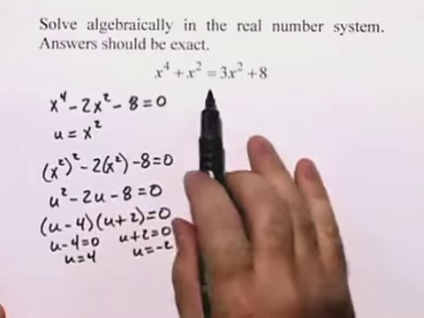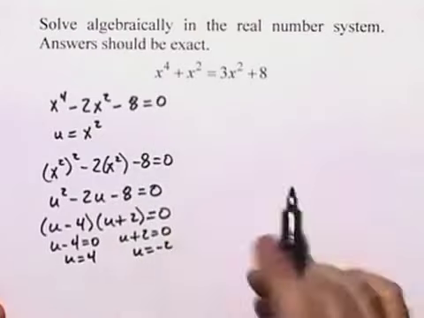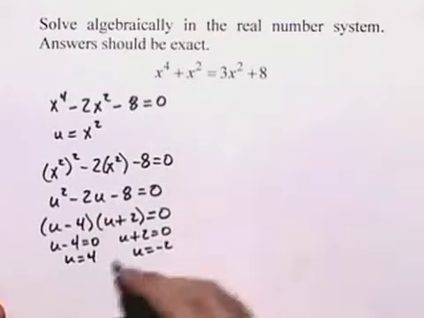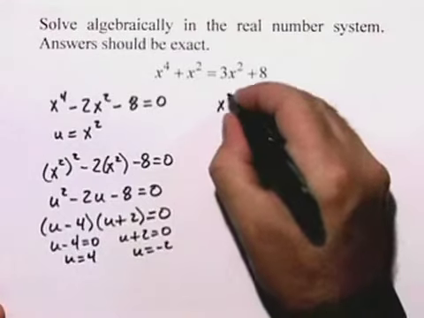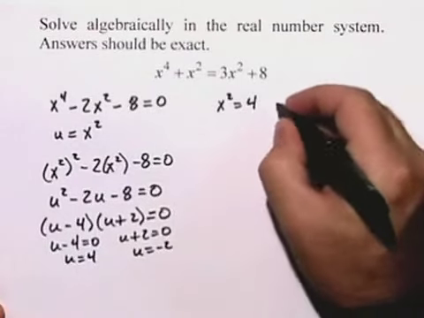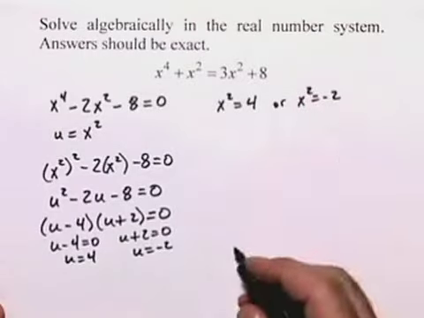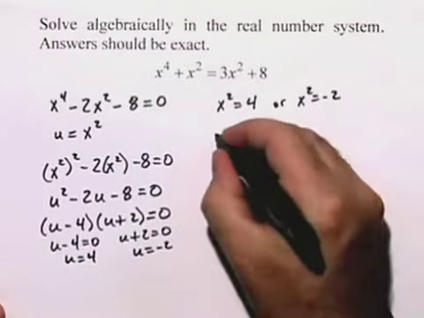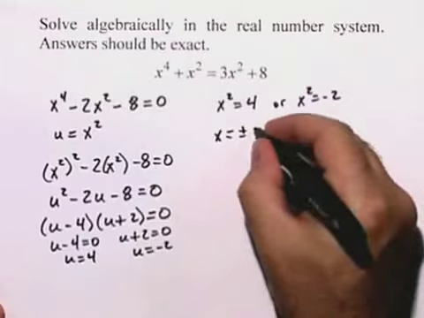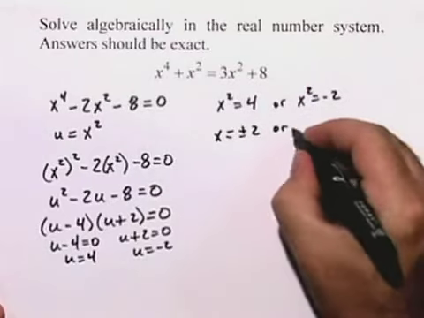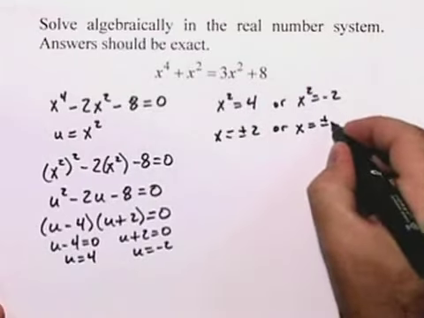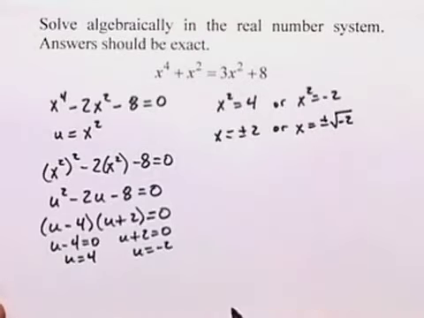Now the original problem is in terms of x. We need to go back in terms of x. We said that u was equal to x squared. So we really need to solve x squared is equal to 4, or x squared is equal to negative 2. Take the square root of both sides. We'll get x is equal to plus or minus 2, or x is equal to plus or minus the square root of negative 2.